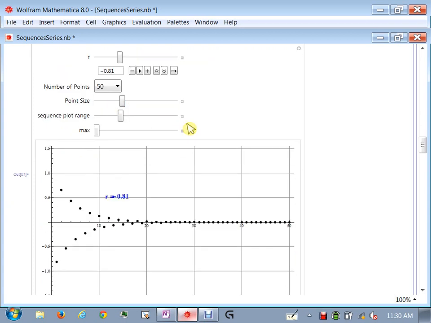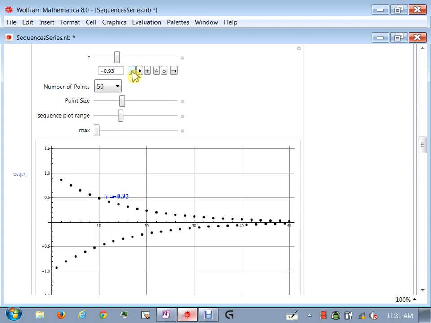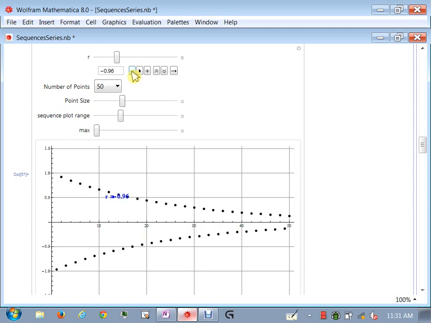There we go. Still goes to 0 though, doesn't it? It's going back and forth, but it's getting closer to 0. As long as your r, look at your r here, negative 0.81. What happens though as I keep on going out? Uh-oh. It's still going to 0, right? But those are spreading apart.